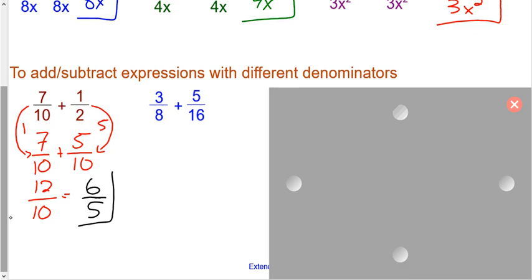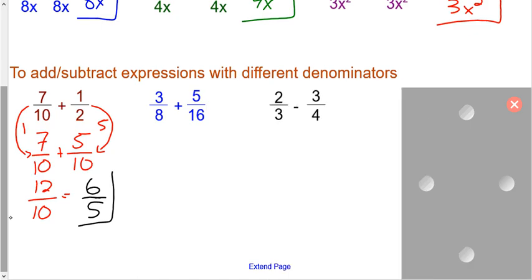Same thing is going to happen with this one. So I'm going to skip ahead and then we'll come back and do that one. 2/3 minus 3/4. Again, a subtracting problem. We're going to make it add the opposite. So we're going to make it 2/3 plus negative 3/4.